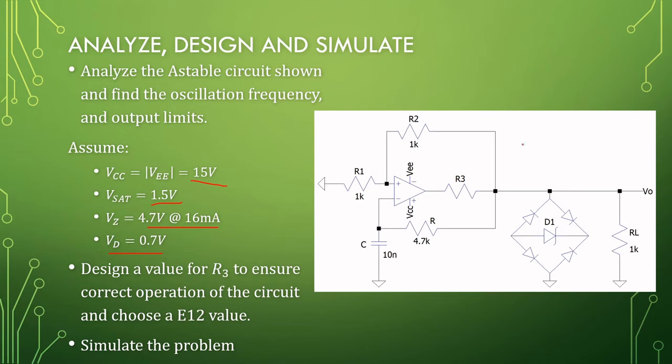So first I want you to find the output limits of this astable, and I want you to find the frequency of this astable. Then I want you to design a value for resistor 3. So that is the current that's coming out of this into our limiting circuit, into our load, into our capacitor circuit, and into our feedback.